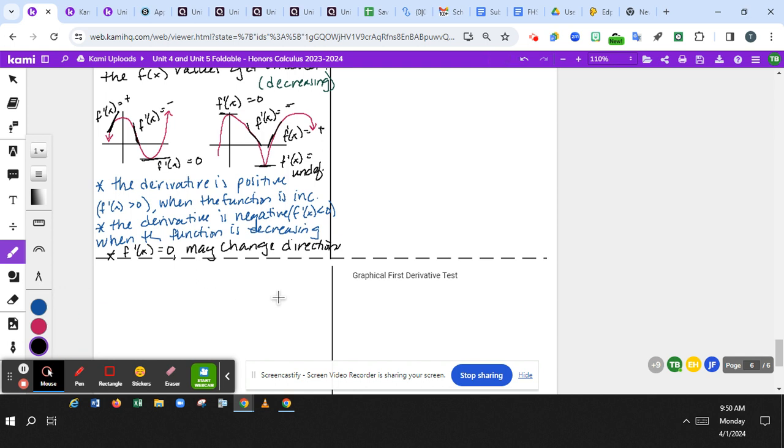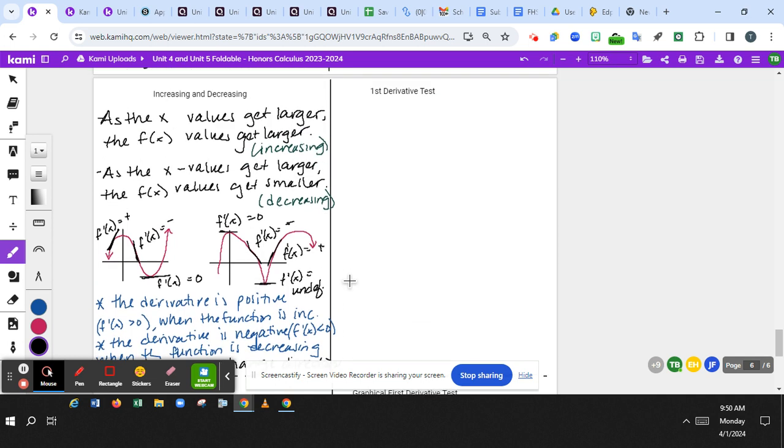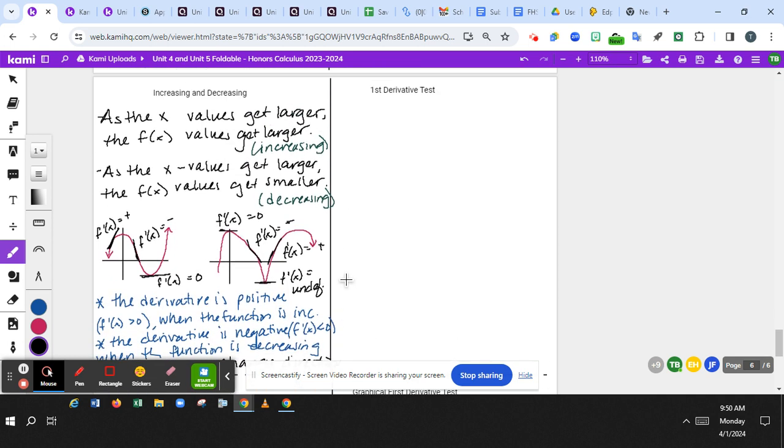Today we're going to talk about what the first derivative test is, and then tomorrow we'll talk about examples and what it looks like graphically. So let's talk about what the first derivative test says to start with, okay?